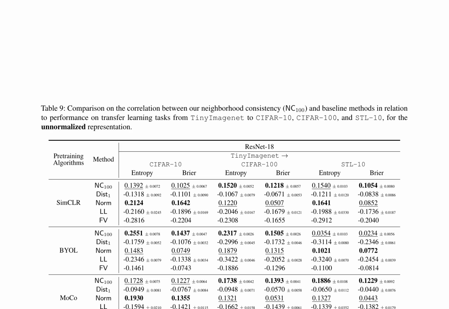The authors present a comprehensive comparison of their neighborhood consistency, NC100, method with baseline methods, including SimCLR, BYOL, and MoCo, on transfer learning tasks from Tiny ImageNet to CIFAR-10, CIFAR-100, and STL-10. The comparison is performed using both ResNet18 and ResNet50 architectures.